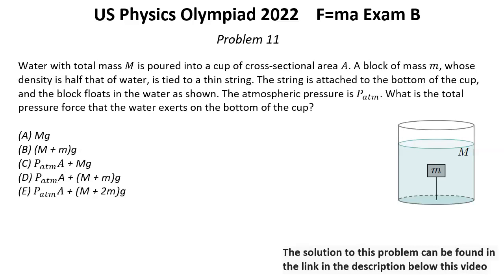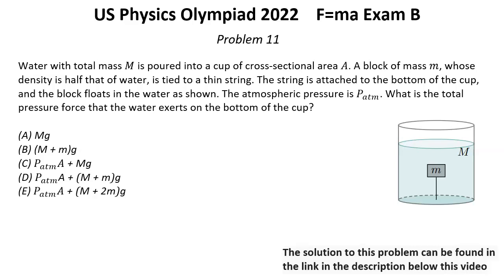Solution for problem number 11. Consider force balance on the system of the block and water. The atmospheric pressure applies a downward force P atmosphere multiplied by cross-sectional area A, and the gravity applies a downward force big M plus small m multiplied by G.